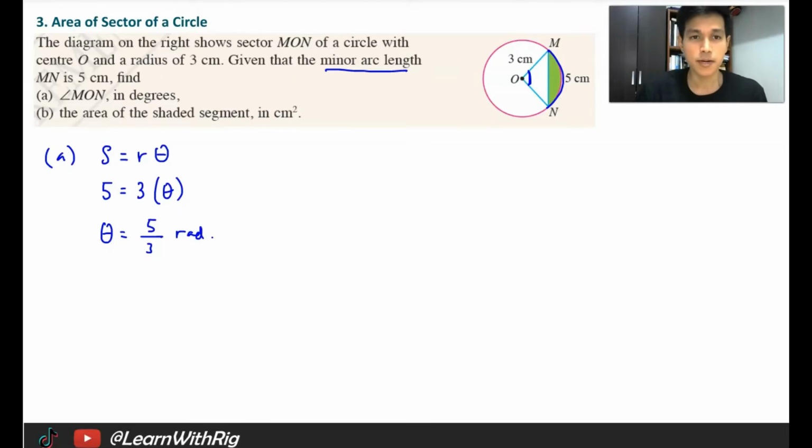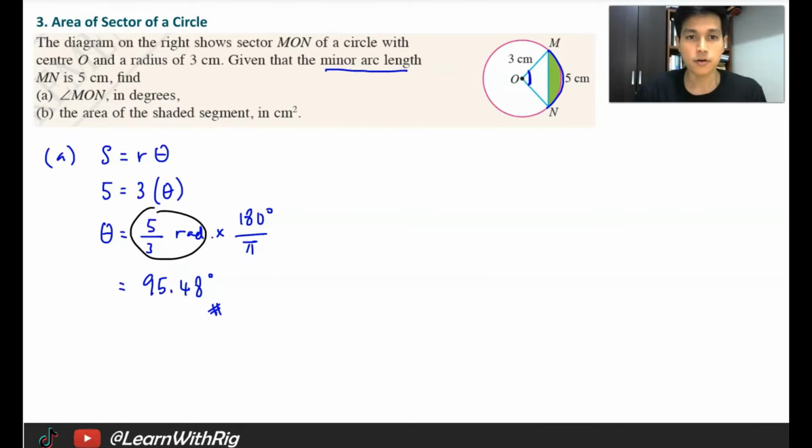But now they want it in degrees, right? So you have to change it to degrees first. You multiply by 180 over pi. Your answer is 95.48 degrees. You're going to need both of these later.